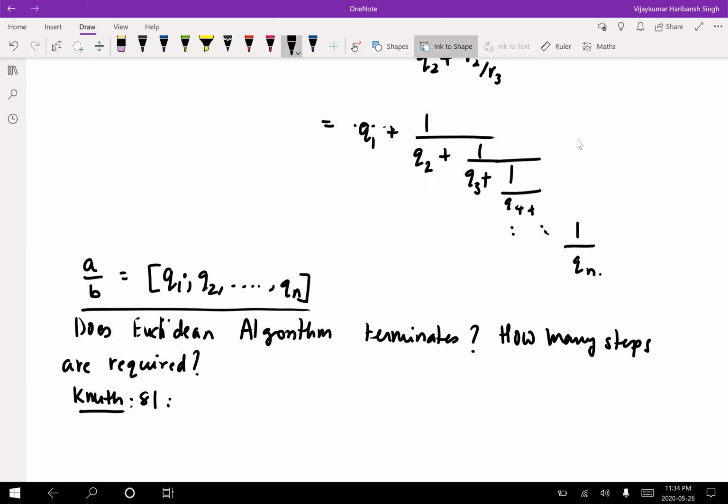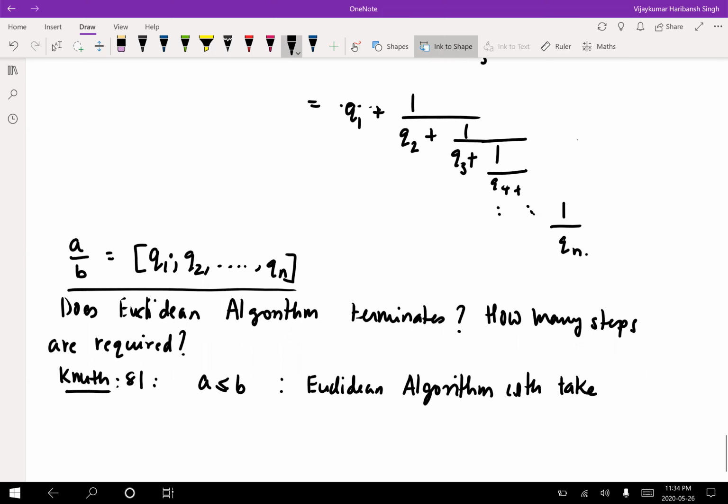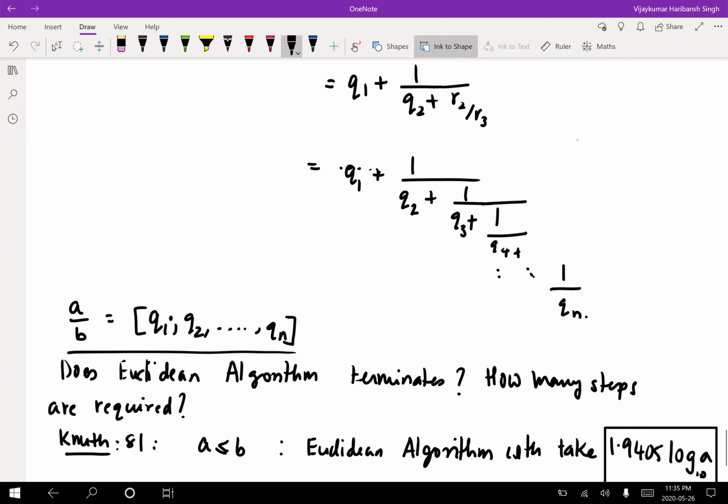In 81, he showed that if you have A less than or equal to B and you're running the Euclidean algorithm, it will take 1.9405 log A base 10 steps. So there are better estimates. The most basic one was given as a consequence of Lamé's theorem. You should have a look at that. Okay, so first things first.